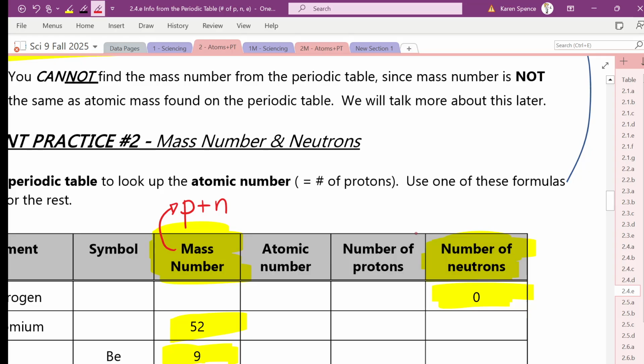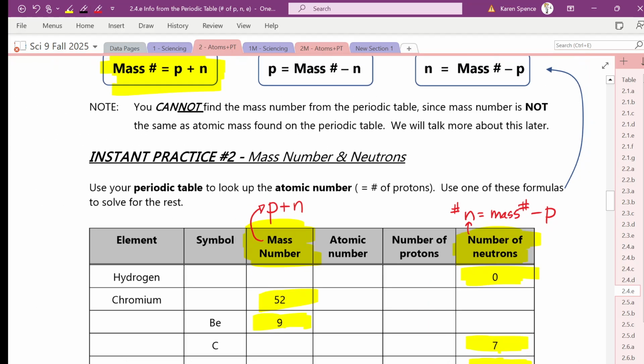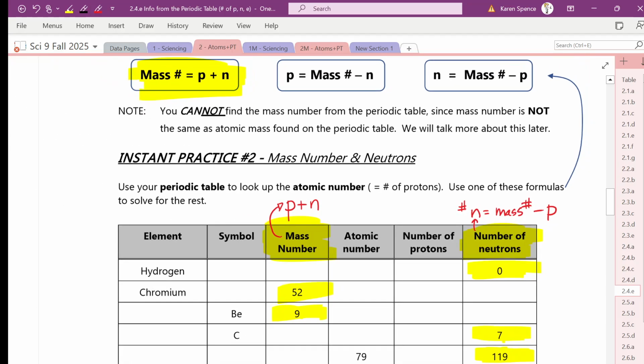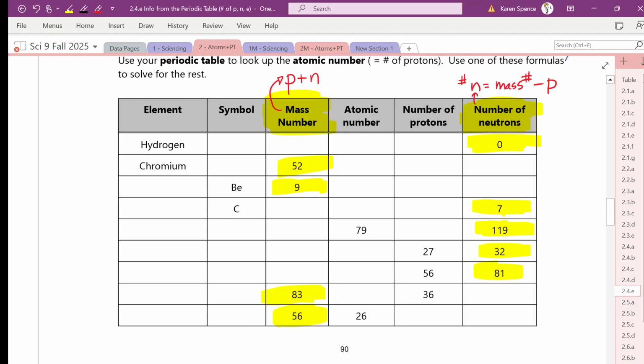Now, how do you calculate the number of neutrons? You take your mass number and you subtract the protons. To find neutrons, you subtract the protons. Okay? So you now have the tools to do all the questions on page 89 and 90.